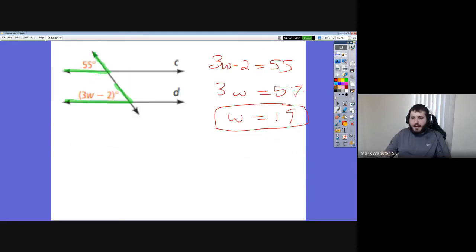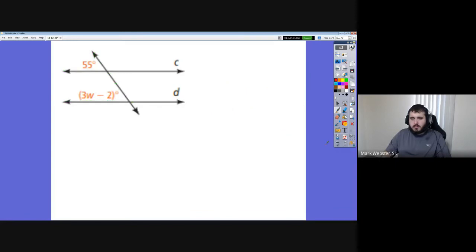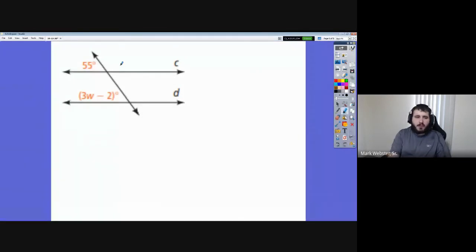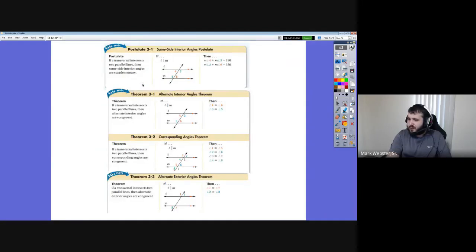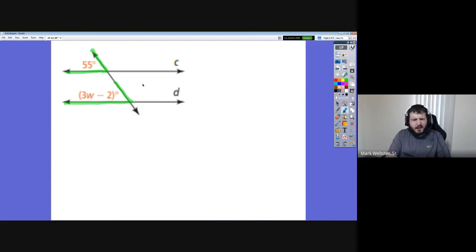Let's do this one now. All right? First things first. What type of angle pair do we have here? Can anybody tell me what type of angle pair you see? Are we talking about same side interior, alternate interior, corresponding, or alternate exterior? Those are the 4 options. Corresponding, very good.